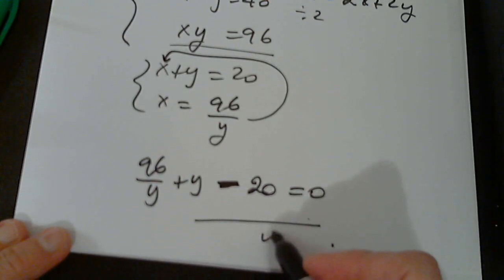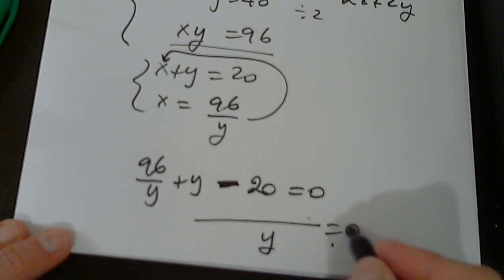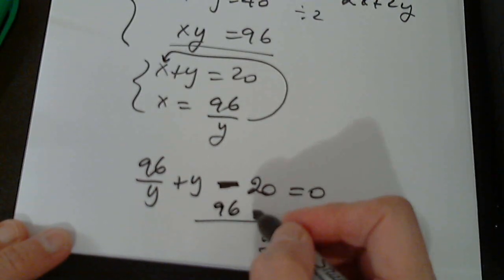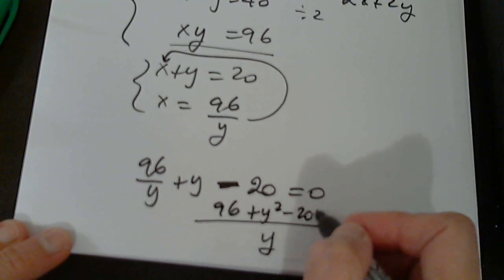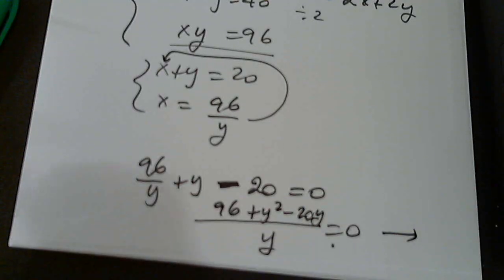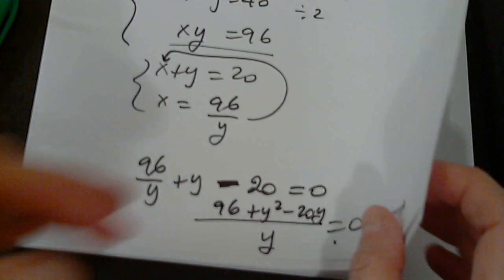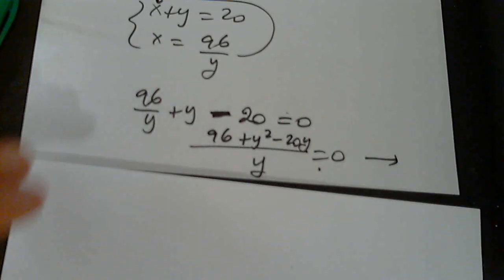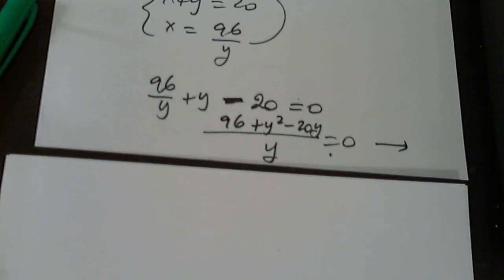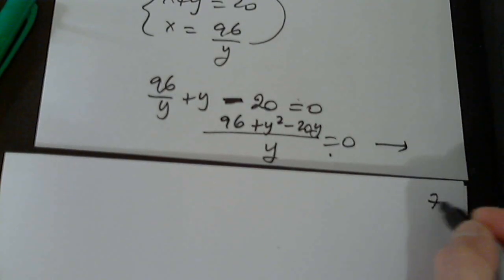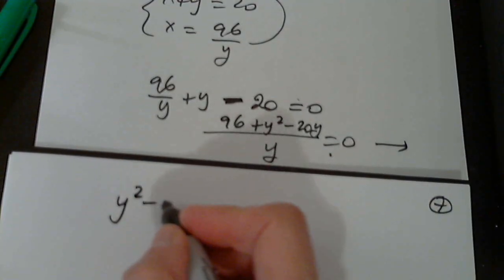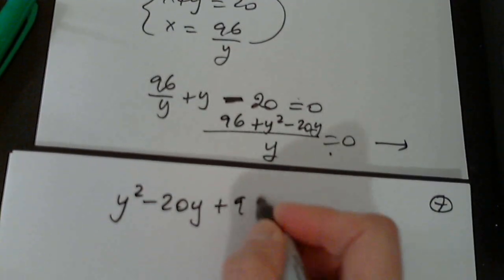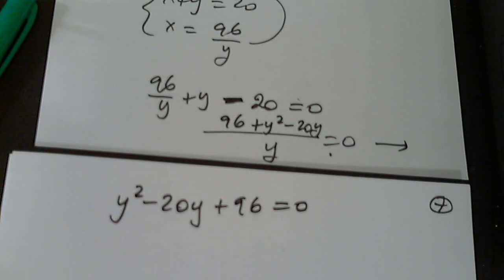Everything is the same. The least common denominator is y. So I have 96 plus y squared minus 20y. Again, when is a fraction 0? Anyone remembers when is a fraction 0? When the numerator equals 0. Only, indeed, only when the numerator is 0. So from here I have y squared minus 20y plus 96 equals 0.